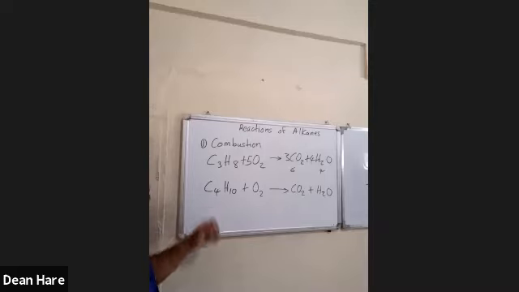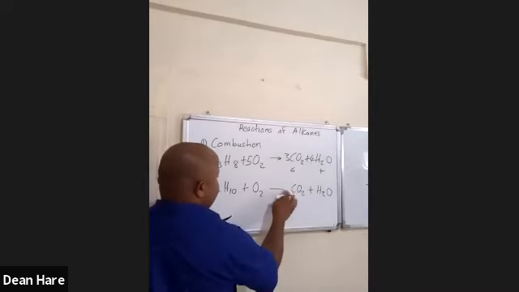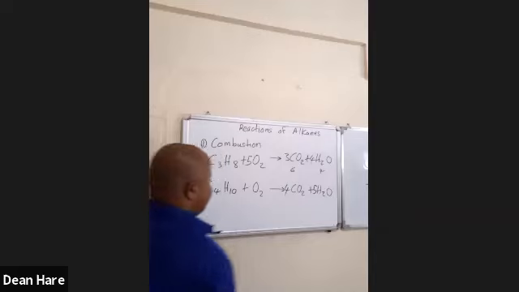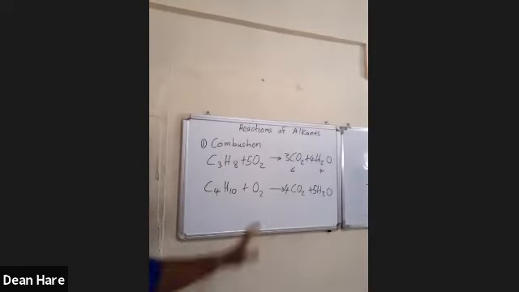And let's try butane, C4H10, plus O2, to give carbon dioxide again, and water. All right, so again, 4 carbons. So put 4 carbons there, and 10 hydrogens, so 5 waters. How many oxygen should we put here?